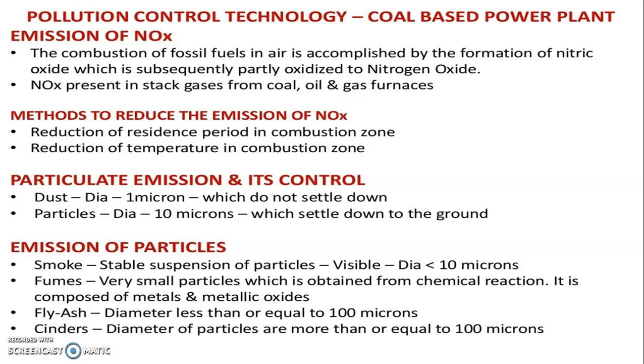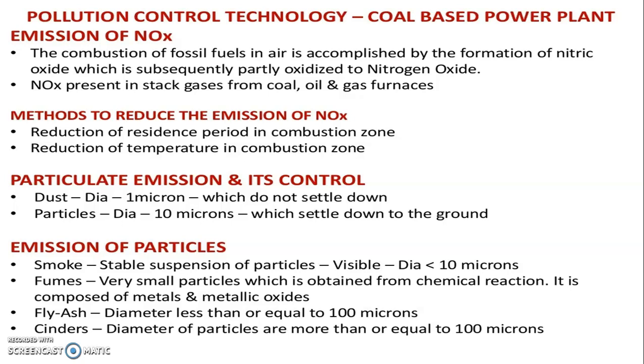Next, particulate emission and its control. Dust particles of 1 micron do not settle down. Particles with diameter 10 microns settle down to the ground. Smoke is a stable suspension of particles, visible, of diameter 10 microns. Then fumes are very small particles obtained from chemical reactions, composed of metals and metallic oxides.